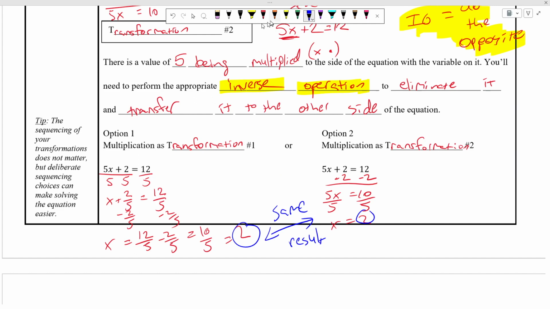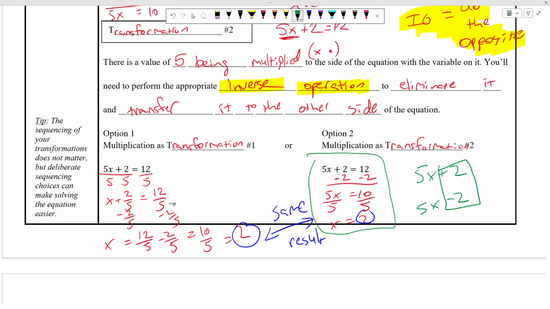Now, here's what I recommend though, okay? I recommend you deal with the 5 as the second transformation. In other words, when you're solving these multi-step equations, I think it's easier and it resonates more if you take care of any term that is being either added or subtracted. So in this case, we had 5x plus 2, or if it was 5x minus 2, I recommend dealing with terms that are being added or subtracted to the x term first. It just is easier.